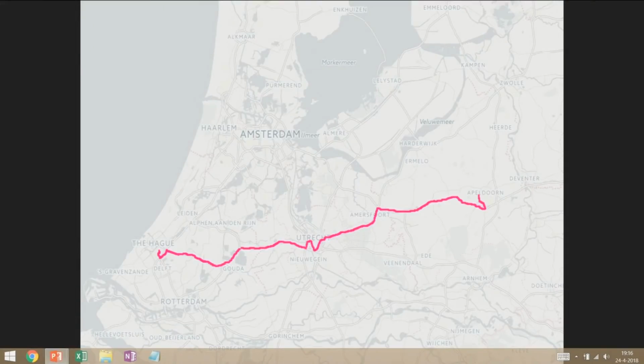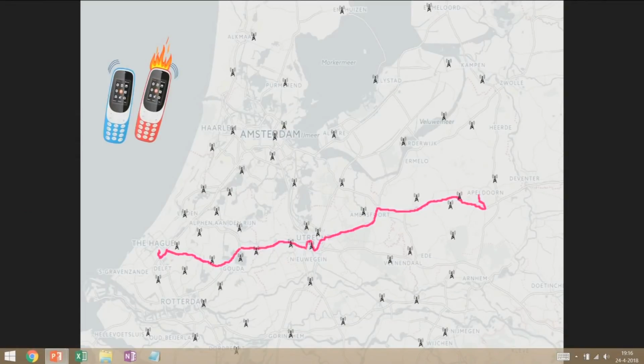So here's an example. These are GPS data. They are about the best location data that you can get. This is a trip from Den Haag to Apeldoorn. I think it's taken by train. So this is not what our data look like. The data that we have are just the locations of these little black symbols which represent the cell towers.